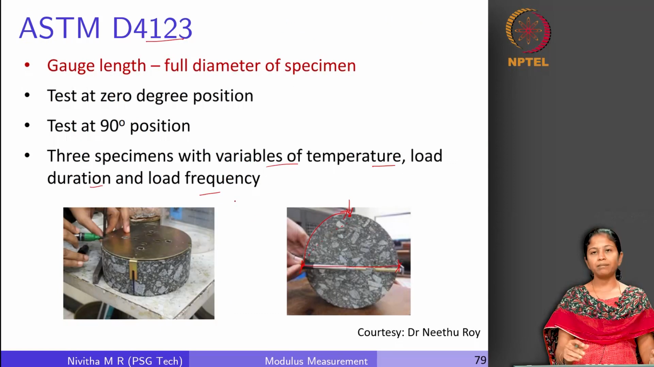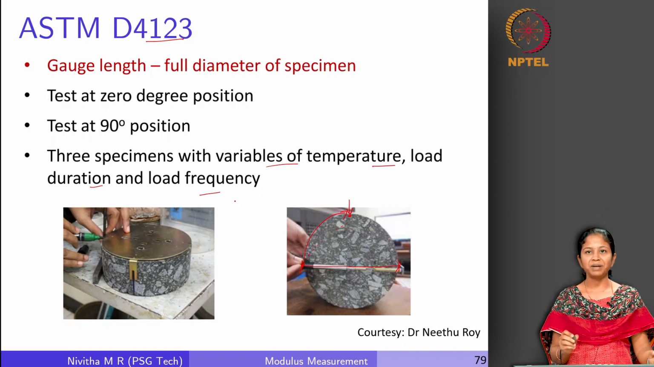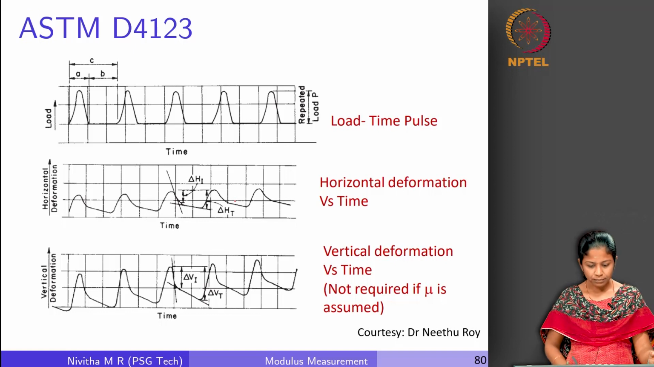Now, we are measuring that in 2 positions. One is a 0 degree position. So, if this is my 0 degree position, I rotate it by 90 degrees and then I test it in the second position also. So, these are the experimental parts that we have to carry out on the sample.